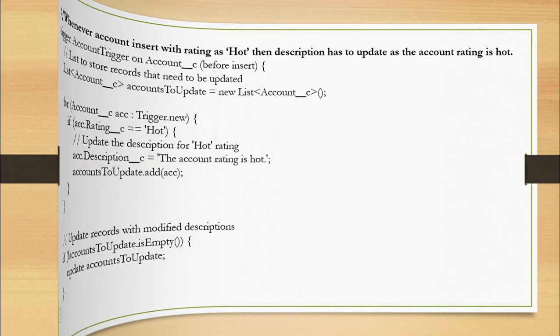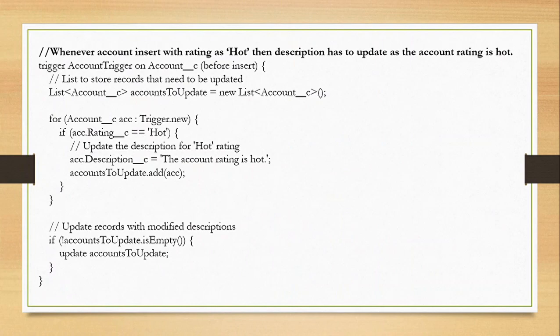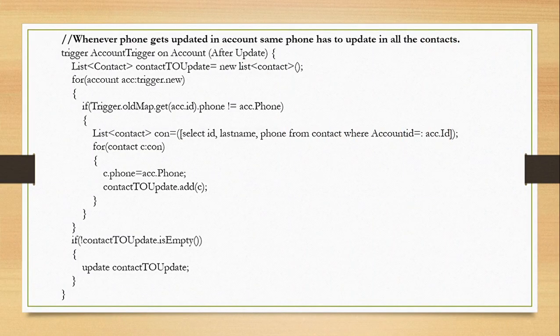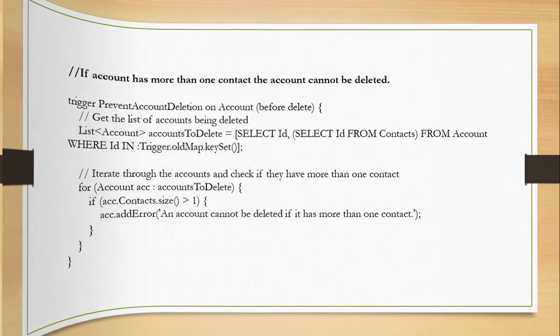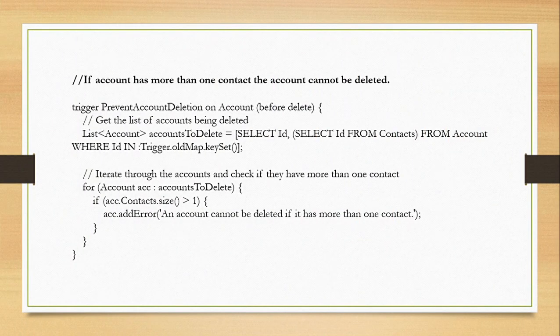Here are the code scenarios. Whenever an account is inserted with rating as Hot, the description has to be updated according to Hot. Here is the account scenario: a list of accounts, a for loop, and you can add this. Whenever the phone gets updated in an account, the same phone number has to be updated in all the contacts. You can do it like this. If the account has more than one contact, the account cannot be deleted. The third scenario is this: prevent account deletion.